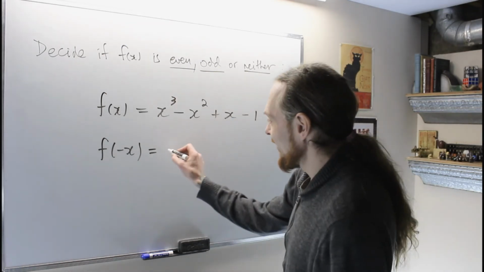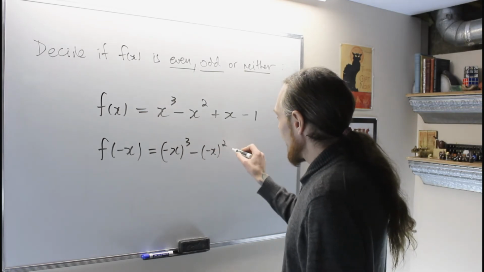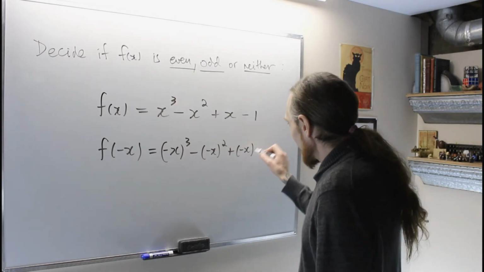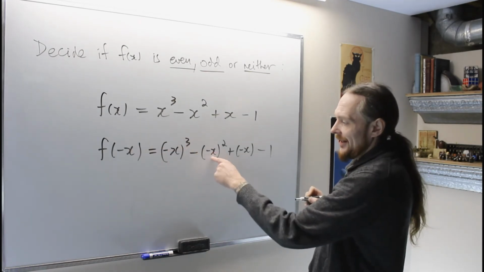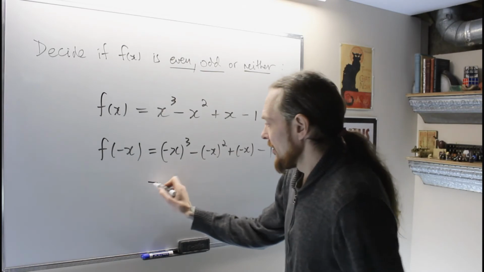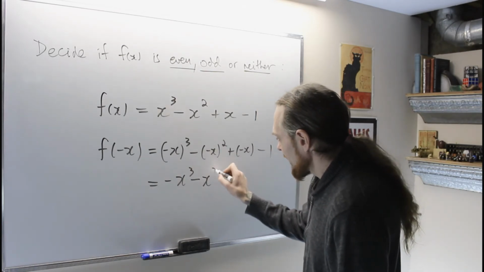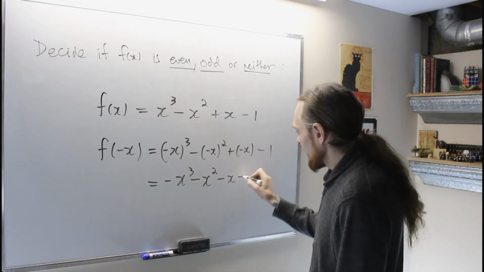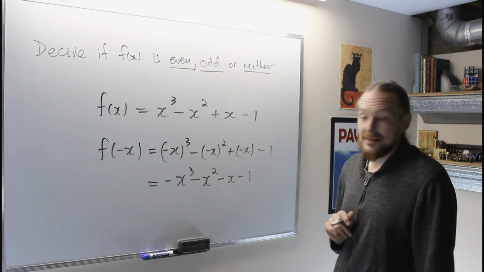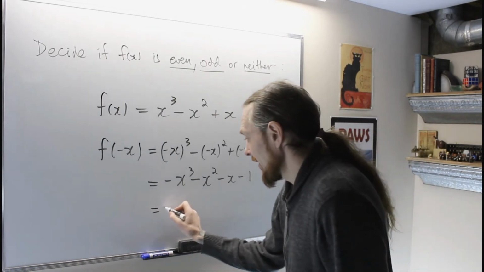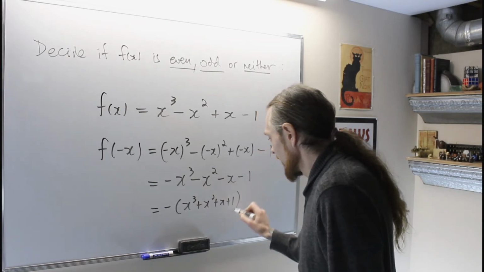So first I calculate. This is negative x cubed minus negative x squared plus negative x minus 1. The odd powers are going to spit the negative out, the even powers are going to absorb them. So this will be negative x cubed minus, this negative will go away, x squared, and minus x minus 1. So it turns out I got all minuses in that case, and I can write that as negative, if you want, x cubed plus x squared plus x plus 1.